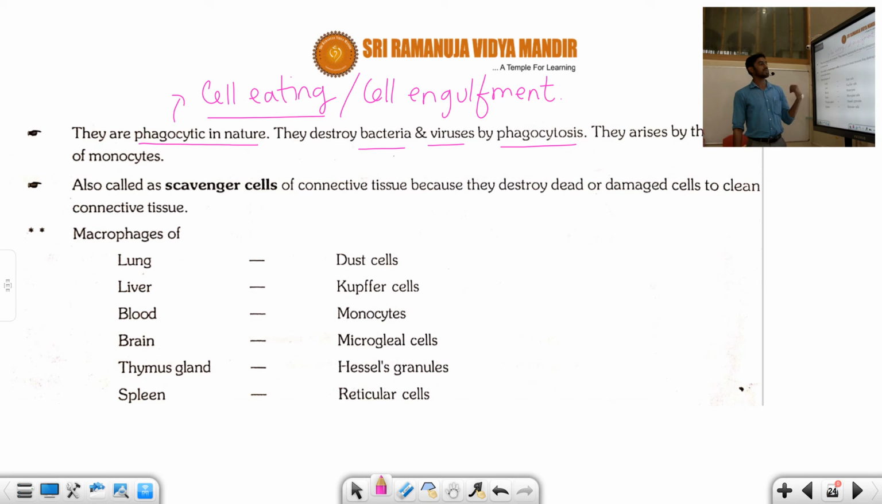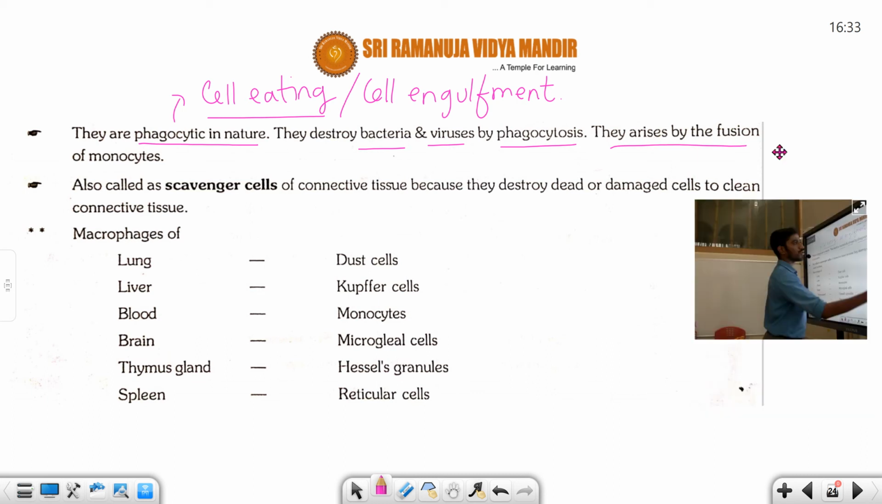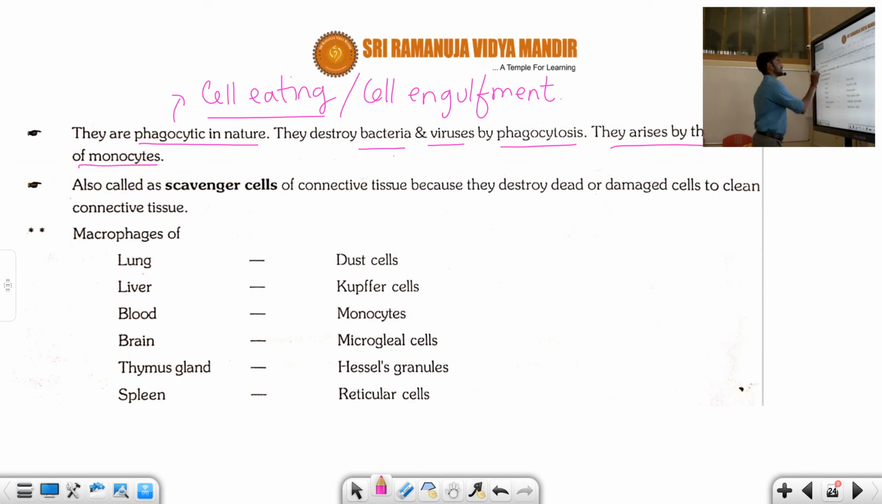That is performed by macrophages, student. One more important thing is that they arise by the fusion of monocytes. They are also considered the scavengers of the connective tissue, because they destroy dead and damaged cells to clean the connective tissue. There are different types of macrophages, student.